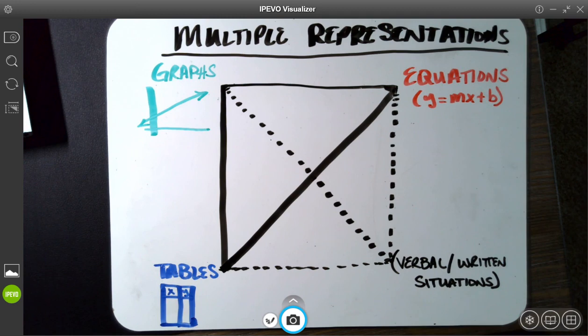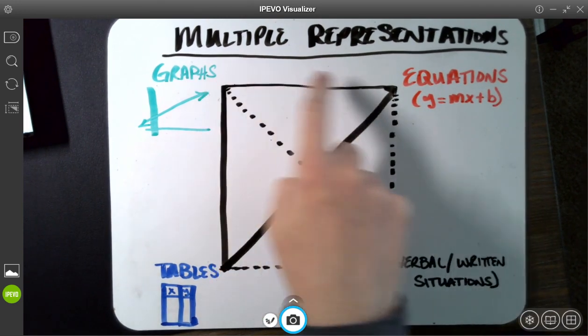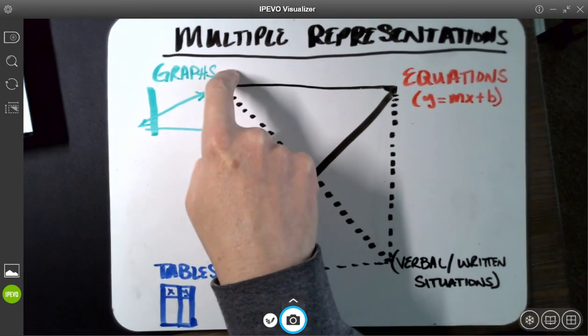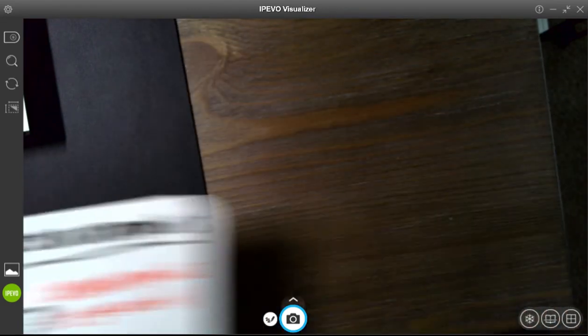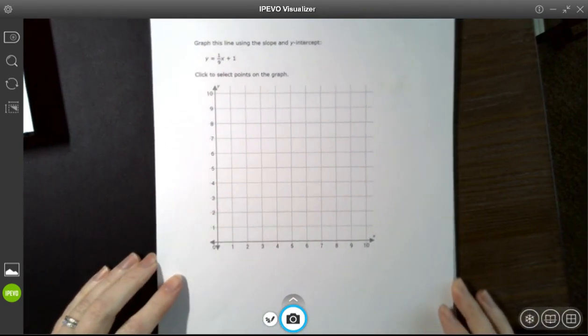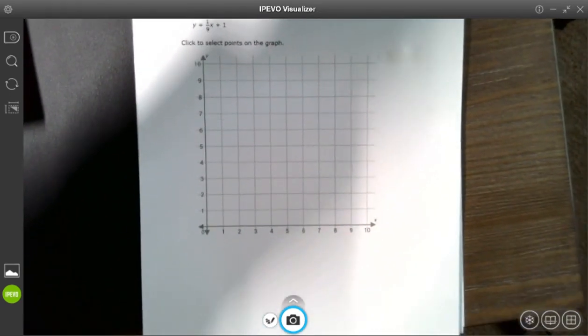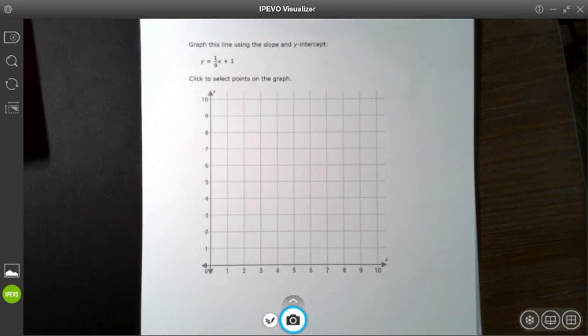Okay. So this time we're going to be making graphs from equations. So we're going from equations to a graph. Let's check it out. Now I've been given this equation and they're asking me to find what the graph looks like. Well, I could make a table first and then graph my points, but I think there's a faster way.